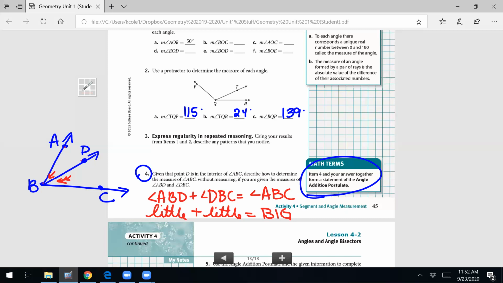And that's what you did up here. You knew that one of them was 115, the other one was 24. So to get the missing value that I didn't give you, you simply added those together. Vice versa, if I was to give you the whole angle and one of the little parts, how would you find the other little part? You'd subtract, just like we did with the segments, and that's how you would get 24.